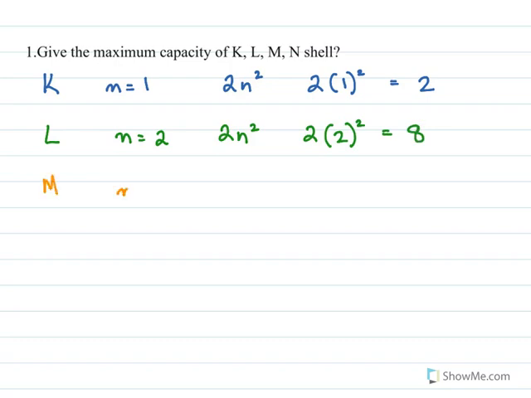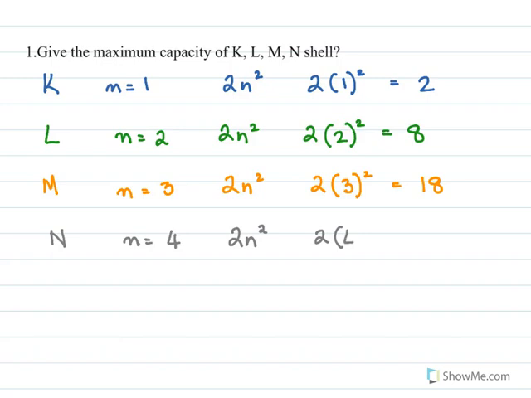M, n equal to 3. Formula 2n square, 2, 3 square, 18. Then we have N. Here n equal to 4. 2n square, 2, 4 square, and that is 16 into 2, 32. 32 electrons.